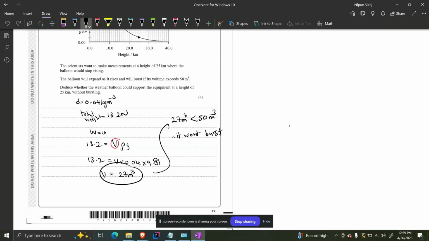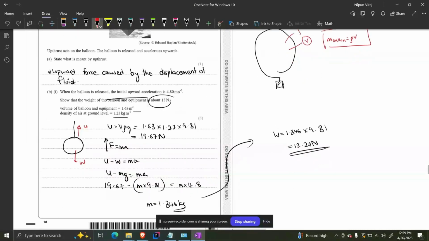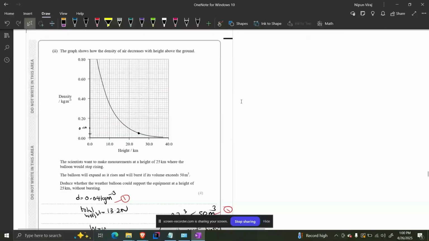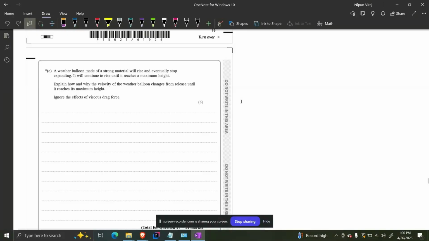So you get 1 mark for doing this, 1 mark for this equation, 1 mark for this, and 1 mark for this. That's a simple observation. And here also you get 3 marks: first for the upthrust, then for applying this, and then for the answer. So you can revise these questions. Okay, then let's go to the C part.